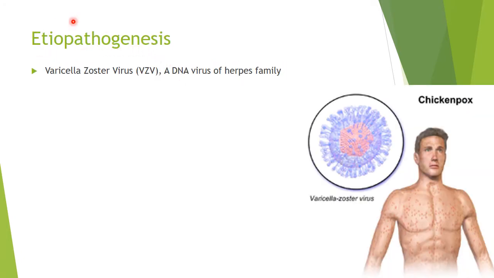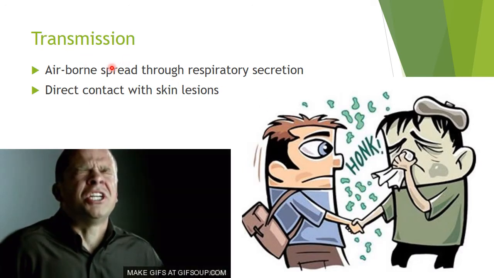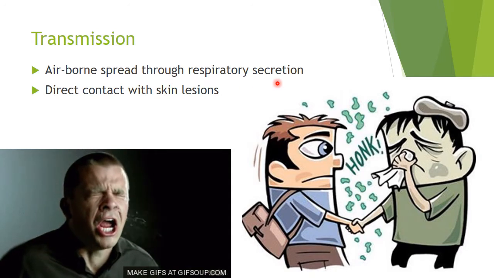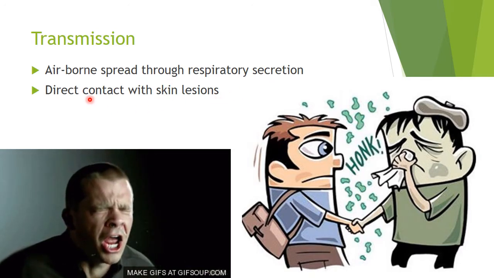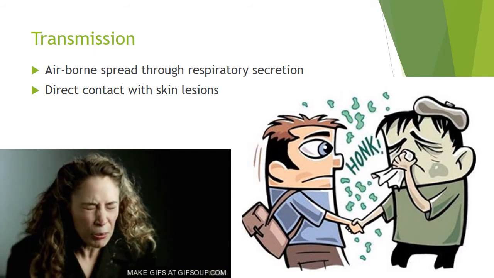So talking about the etiopathogenesis, it is caused by varicella zoster virus, which is a DNA virus of the herpes family. So we can see the varicella zoster virus and a person affected from chickenpox. So how does it transmit? It is transmitted by airborne spread through respiratory secretion, like sneezing, coughing, etc. Or it can also be caused by direct contact with the skin lesions.